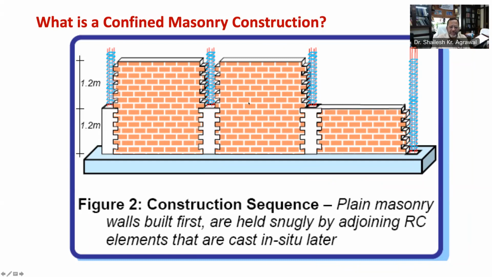Let me give you the example of the 2010 Chile earthquake, which was of magnitude 8.8, and during this earthquake, confined masonry houses performed very well, while many unreinforced masonry and even RCC buildings suffered damage.